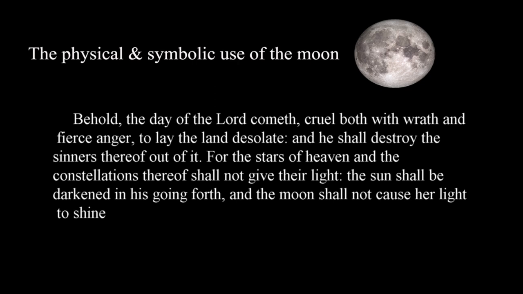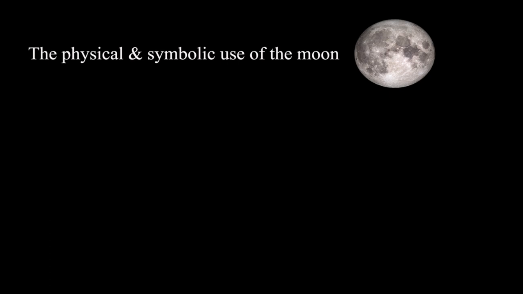"Behold, the day of the Lord cometh, cruel, both with wrath and fierce anger, to lay the land desolate. And he shall destroy the sinners thereof out of it. For the stars of heaven and the constellations thereof shall not give their light. The sun shall be darkened in his going forth, and the moon shall not cause her light to shine," in Isaiah 13:9 through 10. Ezekiel's prophecy against the nation of Egypt includes several elements depicting the upset of their power.